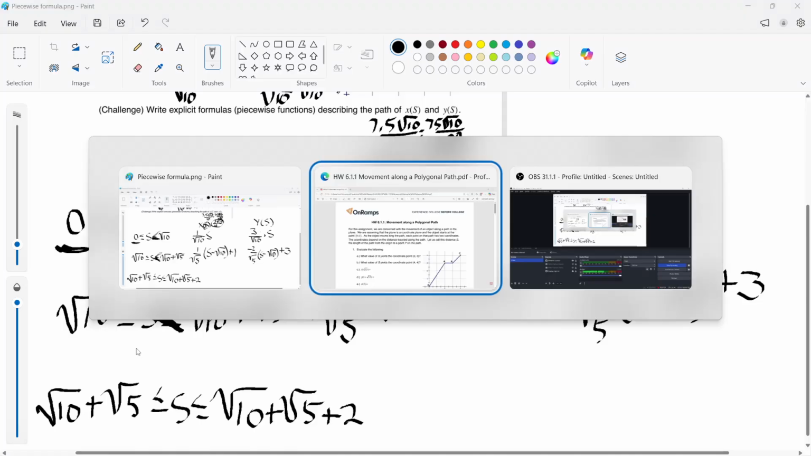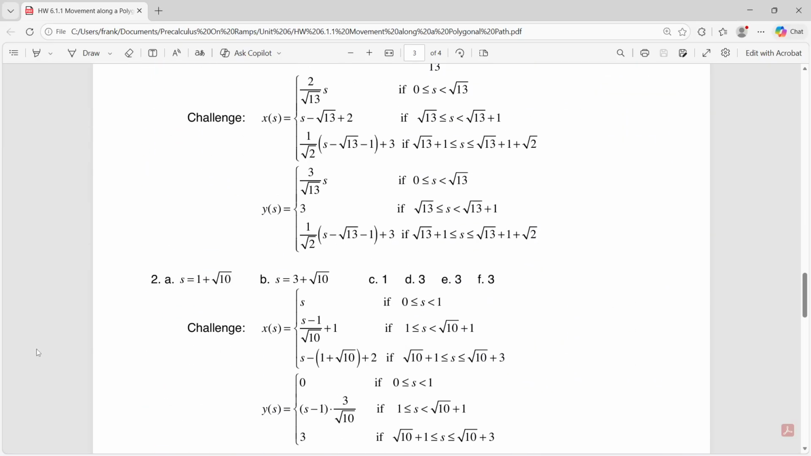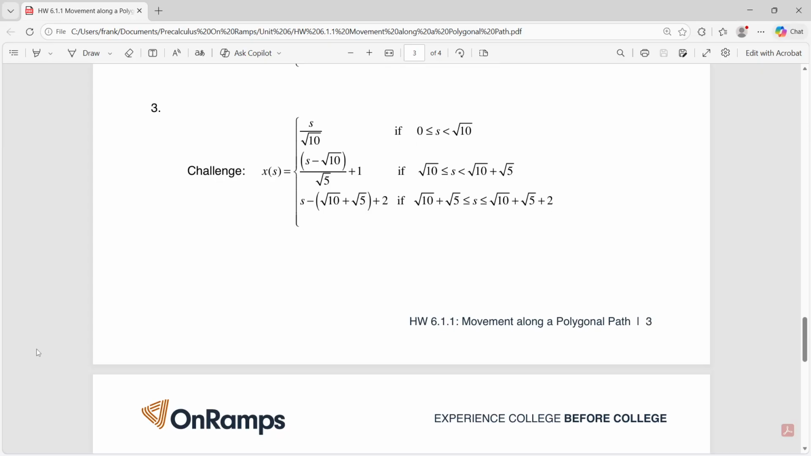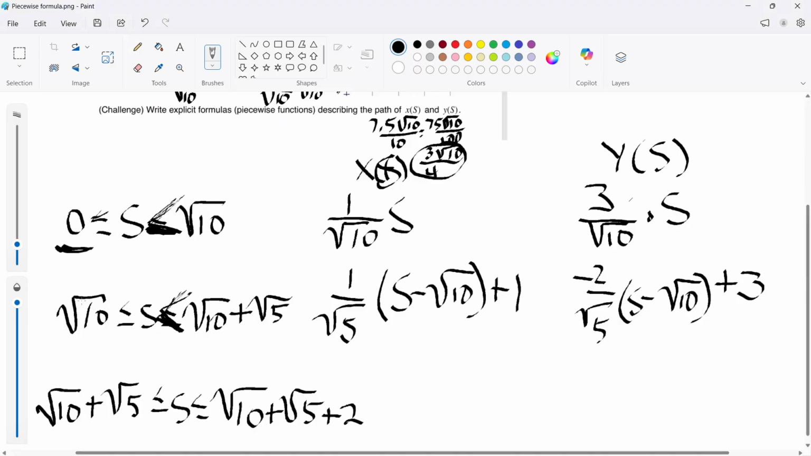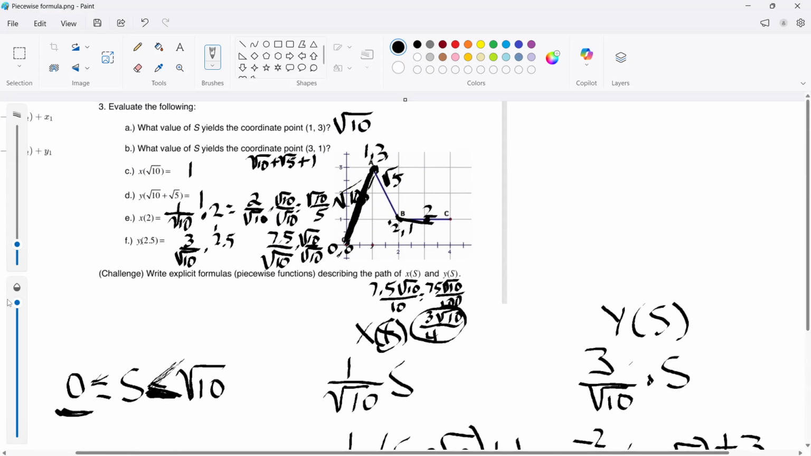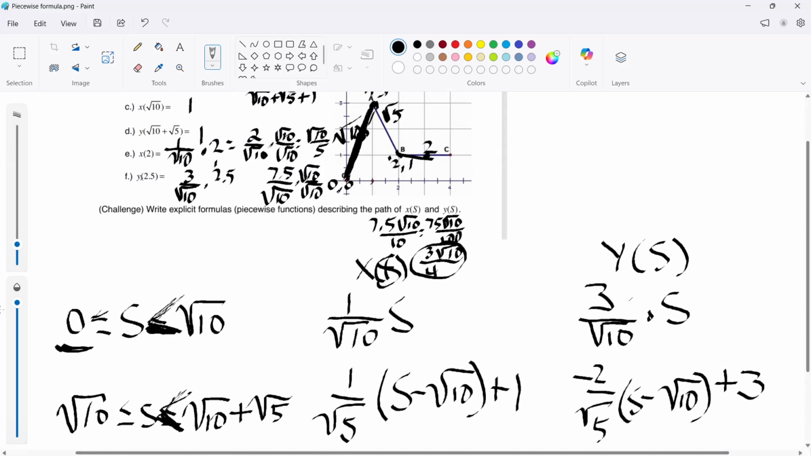And I'll show you in the answer sheet here. Now, they don't rationalize the denominators, and I'll prove that to you. See, it's 3 minus s minus 10 times 2 square root of 5. So I just put the negative 2 over square root of 5 at the beginning. They don't rationalize it. All right, what about the third part?